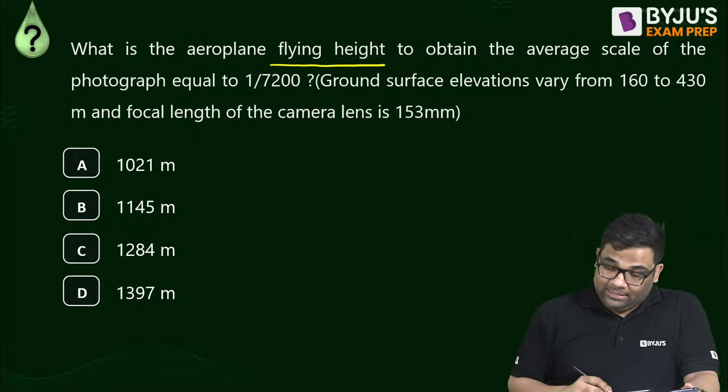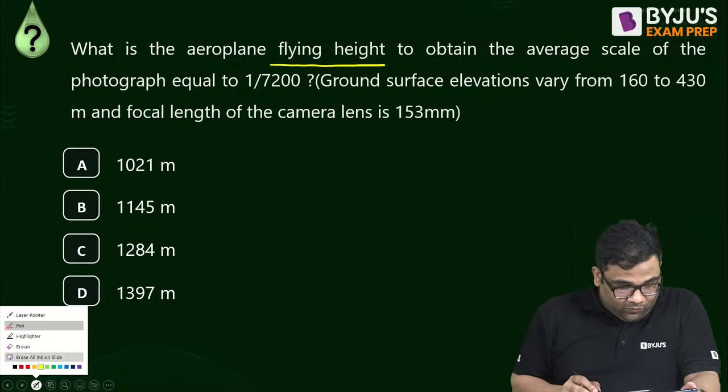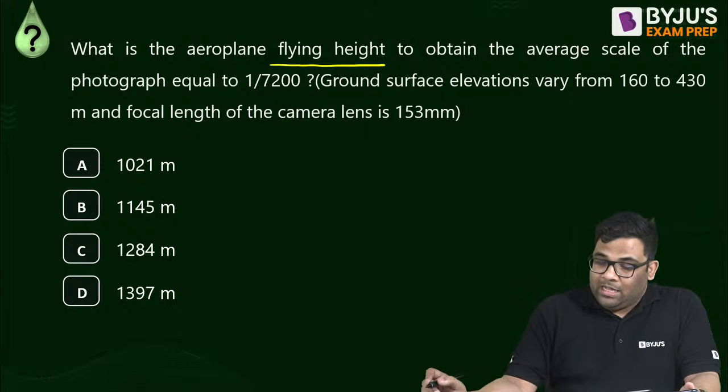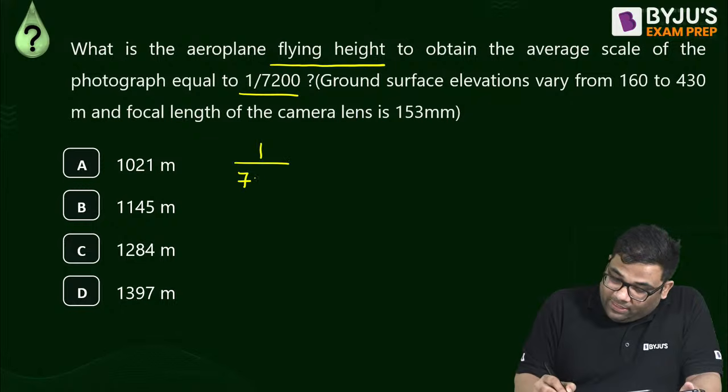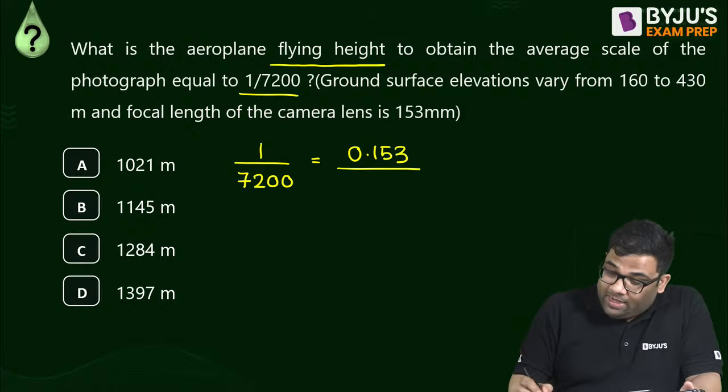Okay, answer is D. Let us see who solved first. Aftab this time. Very good, Aftab. Now here the scale is given. So 1 by 7200 is equal to the focal length, which is 0.153 converted to meter, divided by flying height minus the average height.